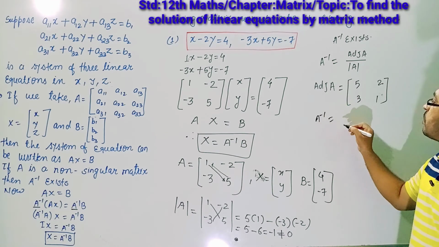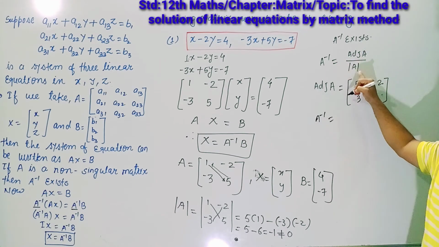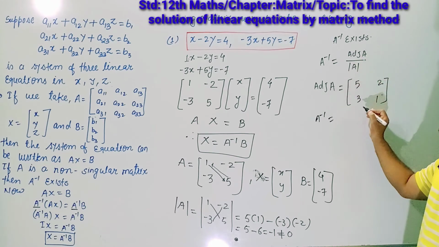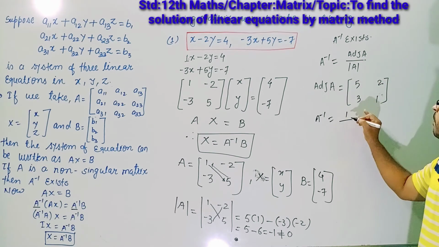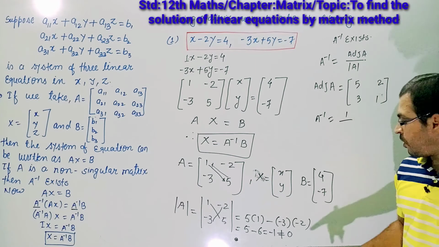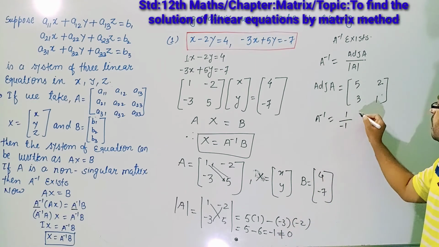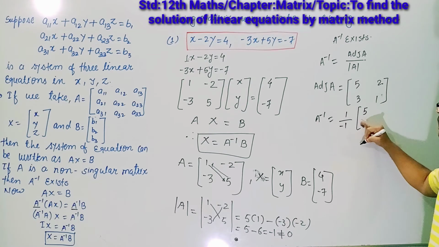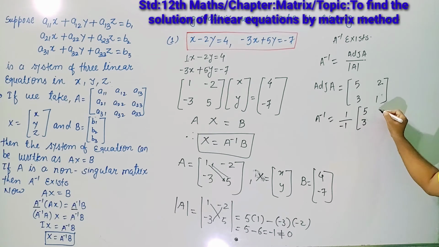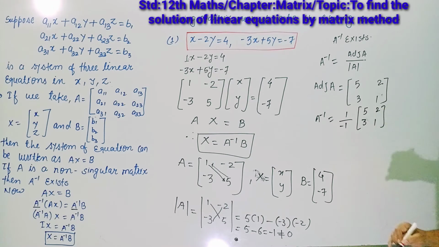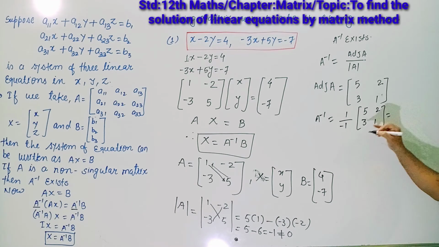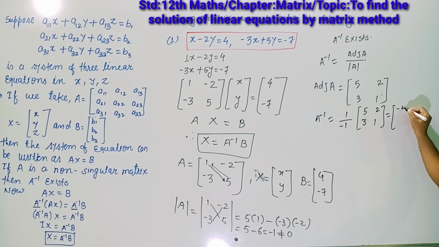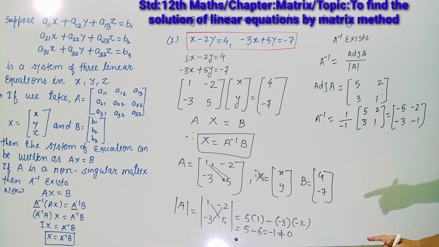Now we will find out A inverse. So A inverse is adjoint A upon modulus A. So we are writing adjoint A, 1 upon modulus A. The value of modulus A is minus 1. And here adjoint is 5, 3, 2, and 1. So getting the multiplication over here, what we are getting? Minus 5, minus 3, minus 2, minus 1.